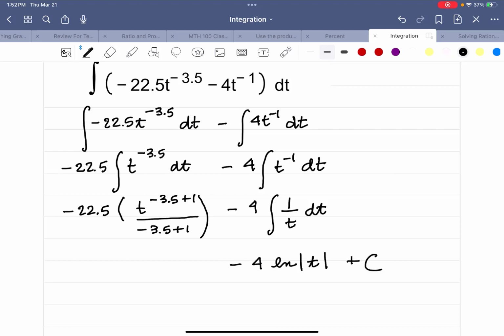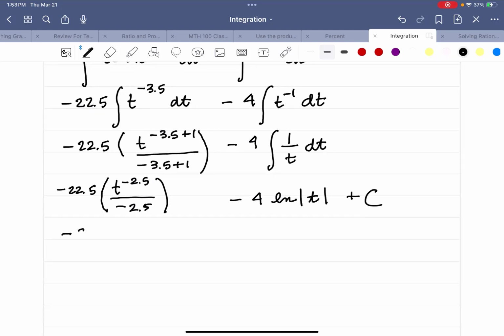Now I'm going to clean up this first one. I've got a negative 22.5, and I've got a t to the negative 2.5 divided by negative 2.5. Well, negative 22.5 is going to be divided by negative 2.5, t to the negative 2.5. Then we subtract the natural log of the absolute value of t plus c.